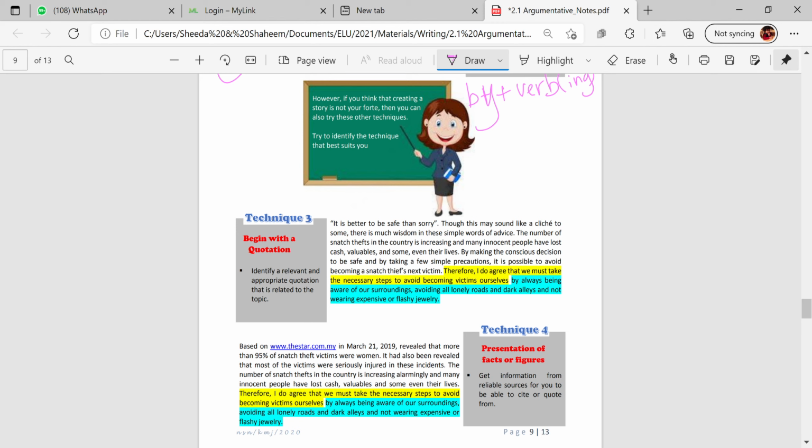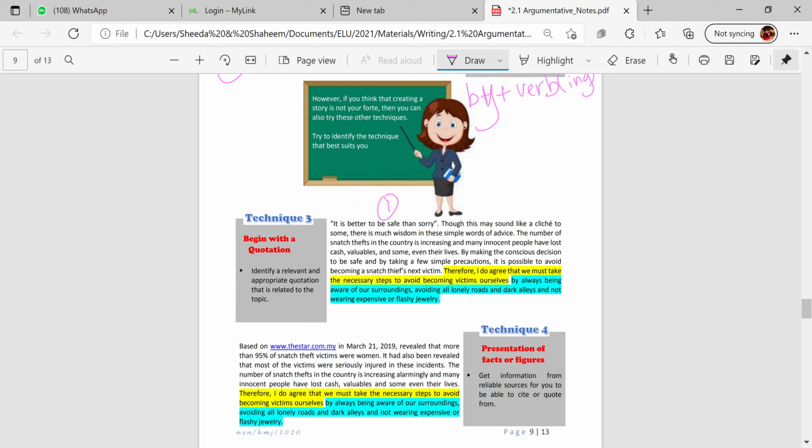Now, technique 3, begin with a quotation. So this is the part when you are given the essay question, try to remember a relevant quotation which suits the topic or essay given. For example, here you begin with a quotation: "It is better to be safe than sorry." Again, a relevant quotation. Don't just pick any quotation that doesn't relate to the question.